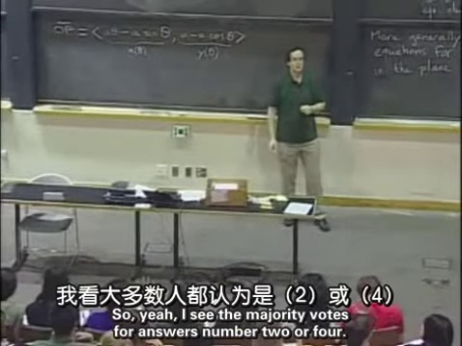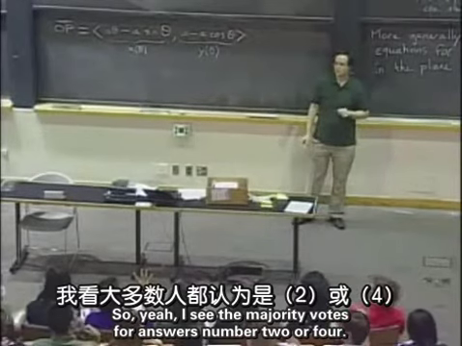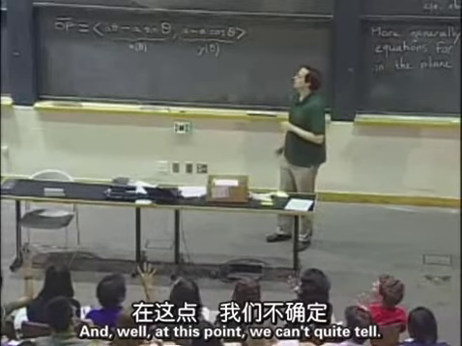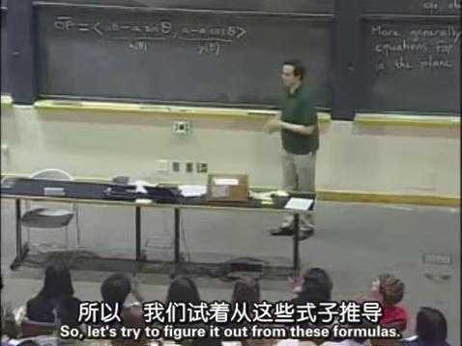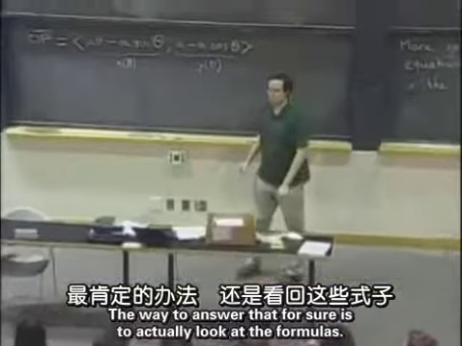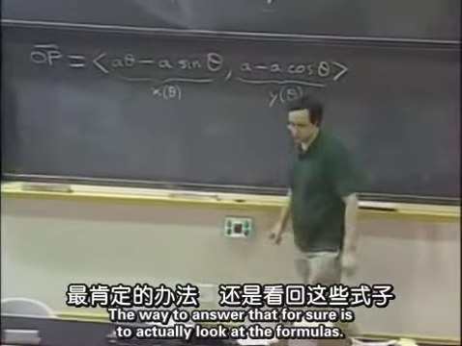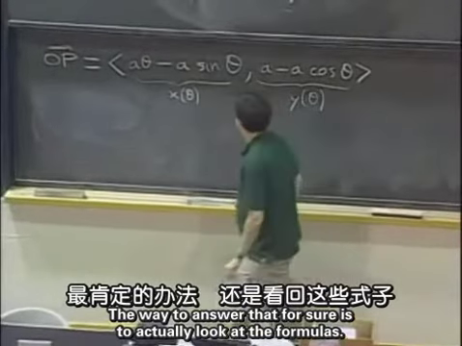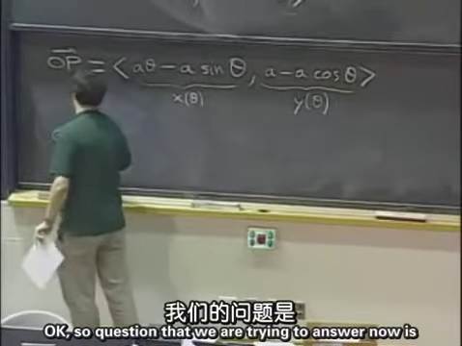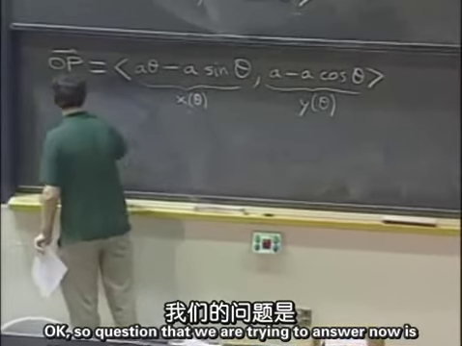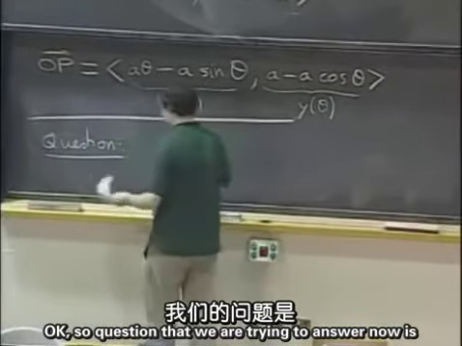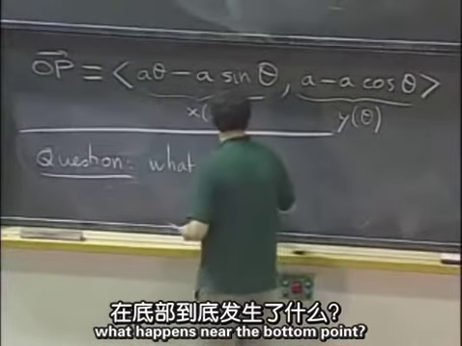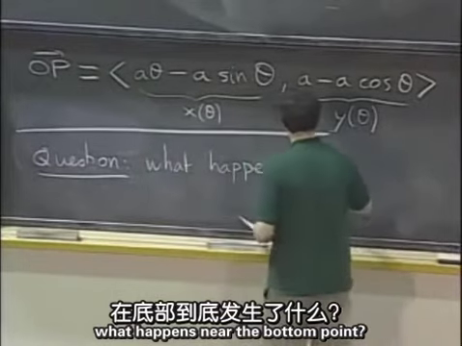So, yeah, I see majority votes for answers number 2 or 4. And, well, at this point, we can't quite tell. So let's try to figure it out from these formulas. I mean, really, the way to answer that for sure is to actually look at the formulas. Okay, so the question that we are trying to answer now is what happens near the bottom point.